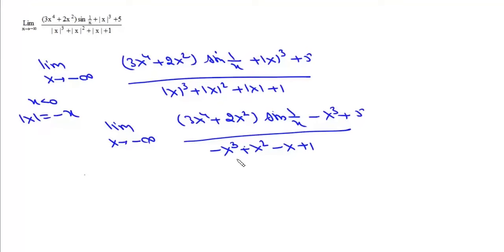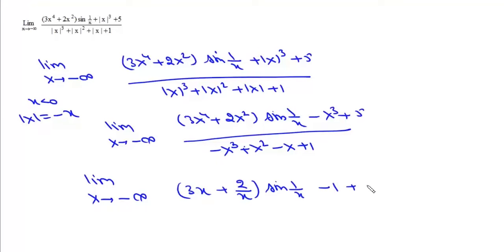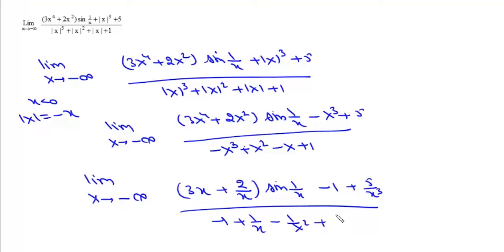Now we'll divide everything by x cube. So we can write this as limit x tends to minus infinity, and here will be 3x plus 2 upon x sin 1 by x minus 1 plus 5 upon x cube, and here will be minus 1 plus 1 upon x minus 1 upon x square plus 1 upon x cube.